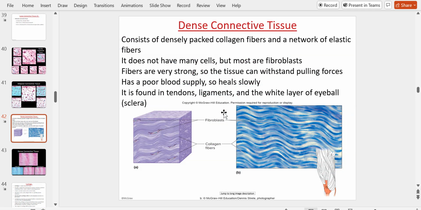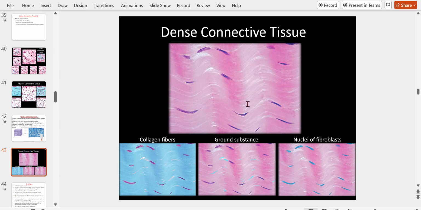Dense connective tissue consists of densely packed collagen fibers and a network of elastic fibers. It does not have many cells, but most are fibroblasts. The fibers are very strong, so the tissue can withstand pulling force. It has a poor blood supply, so it heals very slowly. It is found in tendons, ligaments, and the white layer of the eyeballs. There's your dense connective tissue.